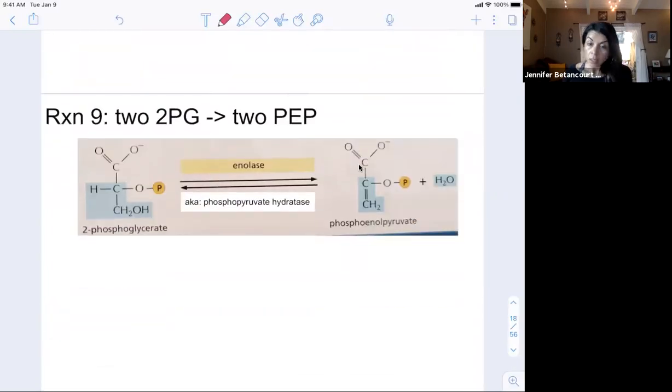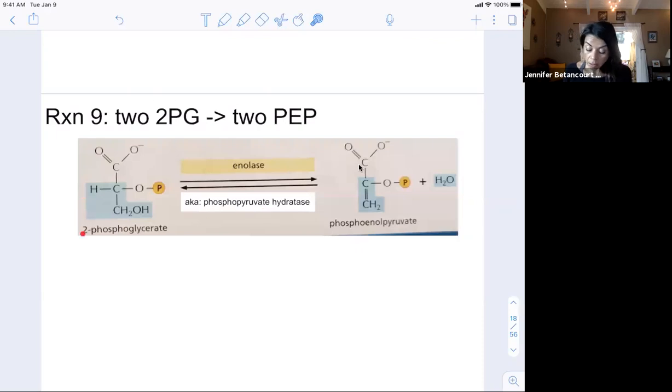Okay, reaction number 9. There's 2 enzyme names, not 2 enzymes involved. You can find them in the literature 2 different ways. The book describes this as enolase because it turns the substrate into an enol, okay? But you will also see it called phosphopyruvate hydratase. I use enolase, but I've seen this as well.